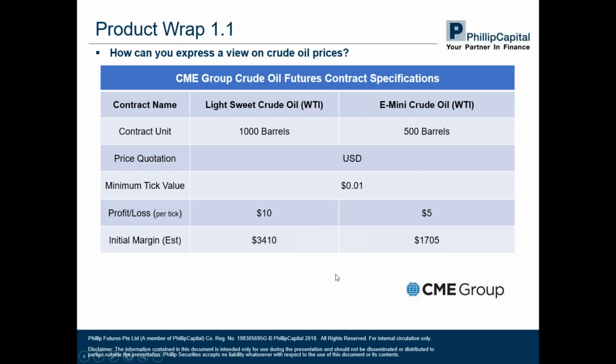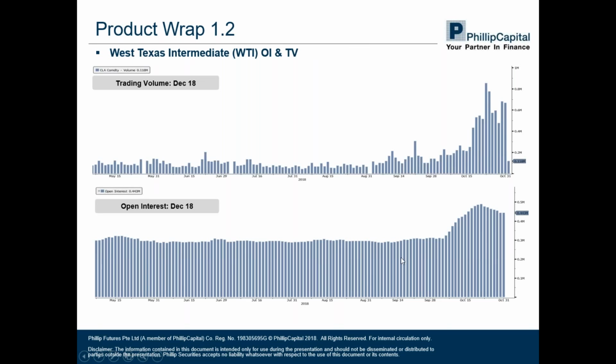In USD, the minimum tick value is about 1 cent. This is leveraged trading, so you need an initial margin to start. The initial margin is 3,410 for standard, and half of that for the mini. Just to let you know about oil contracts, there is good liquidity. I pulled out the contract open interest, and trading volume has been very high.